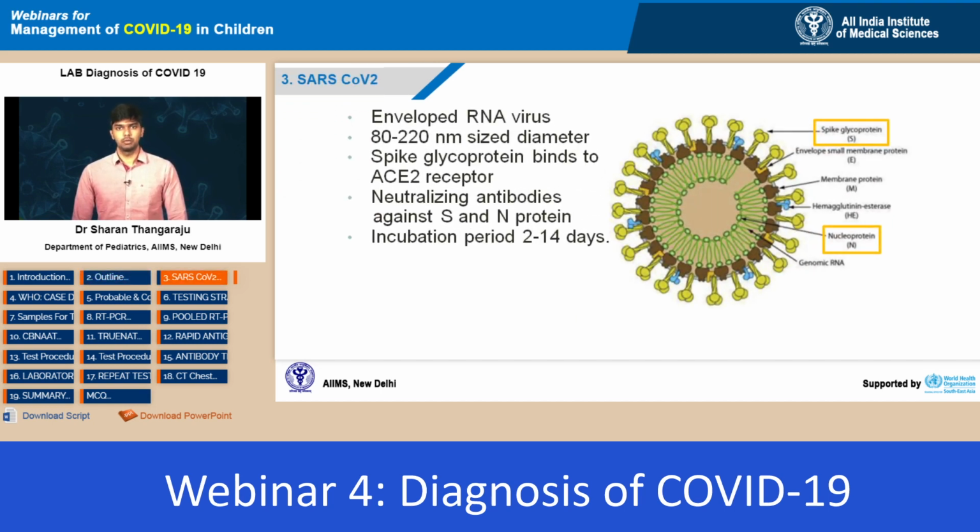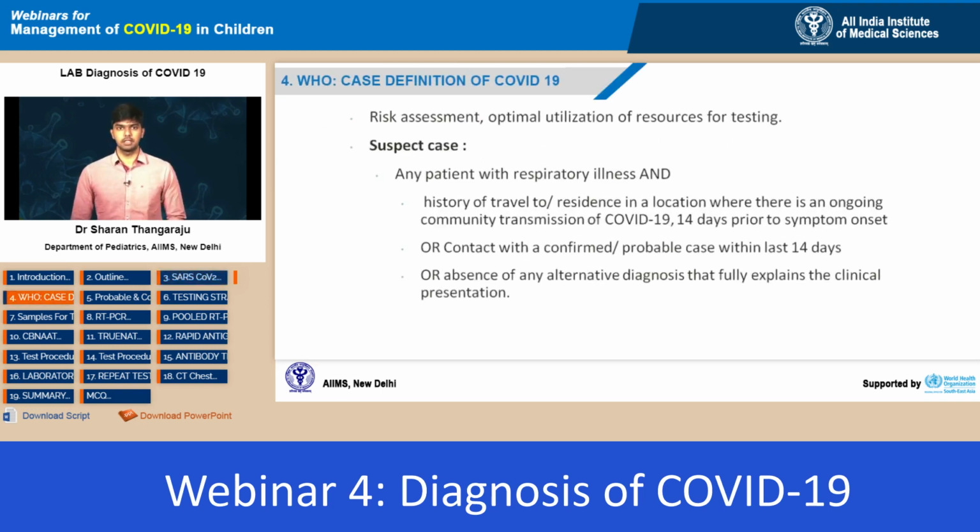The novel SARS coronavirus 2 is an RNA virus, and it is around 200 nanometers in size. It binds to the ACE2 receptors through the spike glycoprotein, which is central to its pathogenesis. Neutralizing antibodies are seen as early as the first week after symptom onset, directed primarily against the S, that is the spike protein, and the N nucleoprotein. Incubation period, that is the time between exposure and the onset of symptoms for COVID-19, ranges from 2 to 14 days, with an average of 6 days.